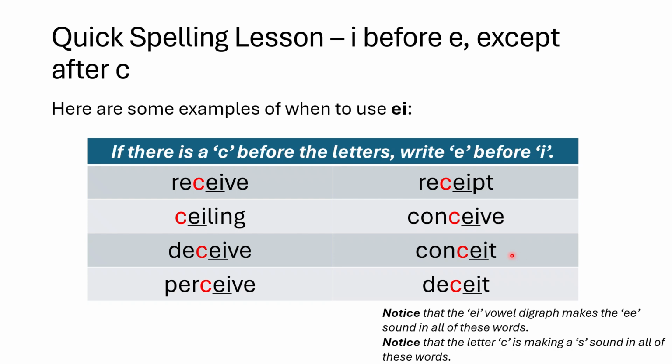Conceit. There is the letter C before the EI. Deceit. There is the letter C before the EI. Notice that the EI vowel digraph makes the E sound in all of these words. Also notice that the letter C is making a S sound in all of these words.